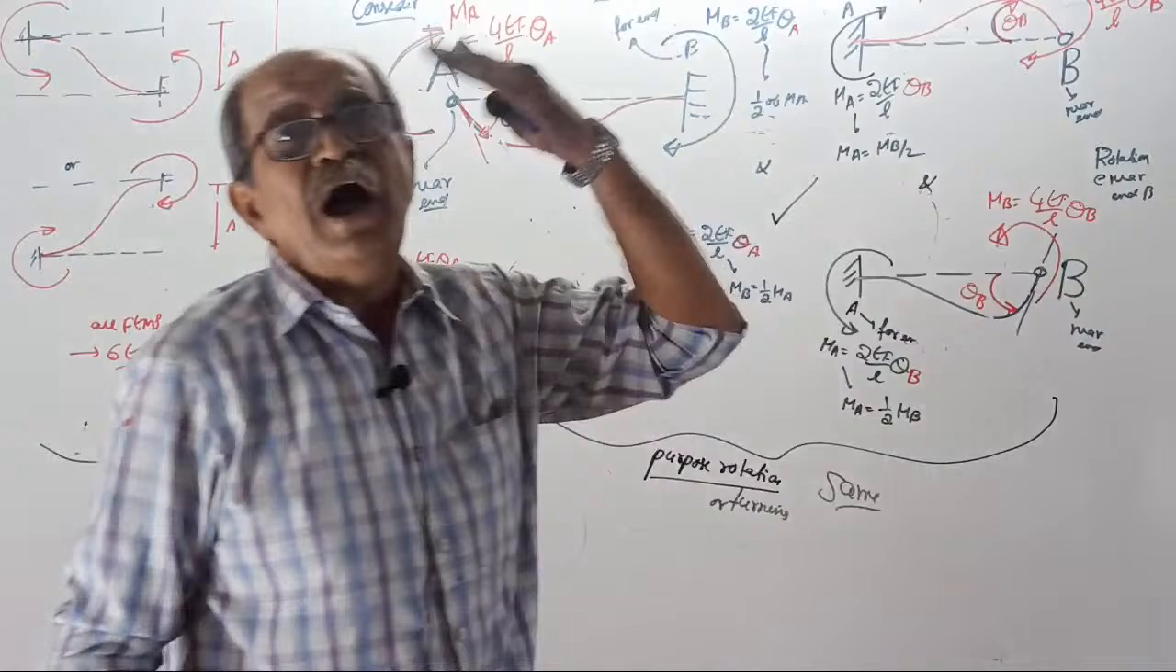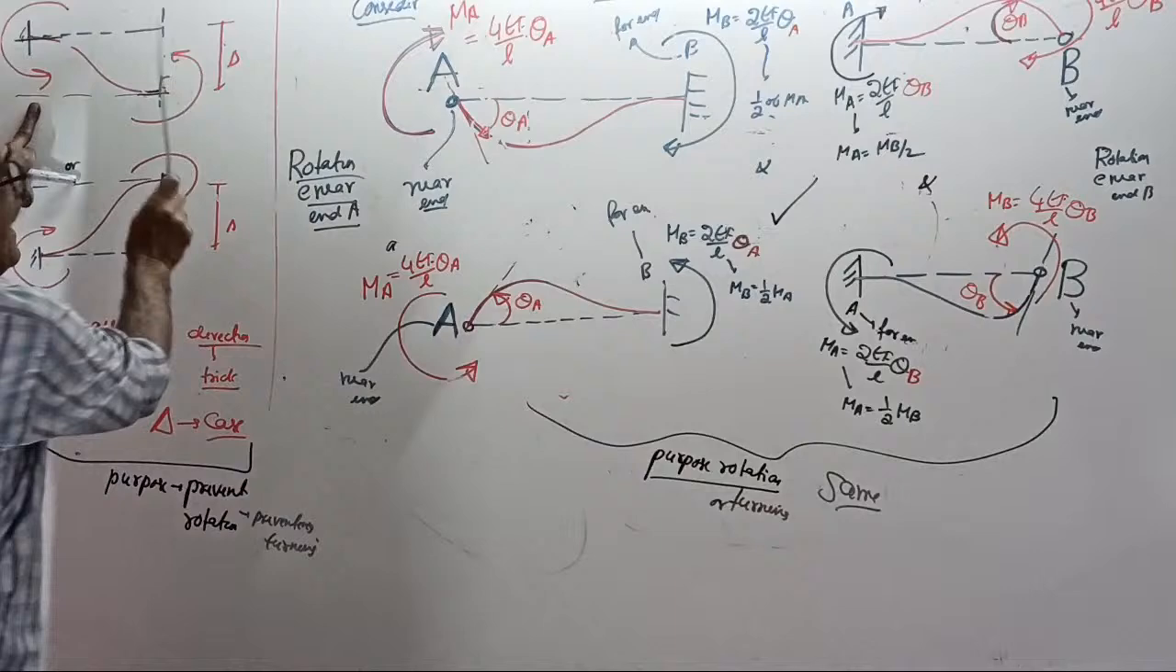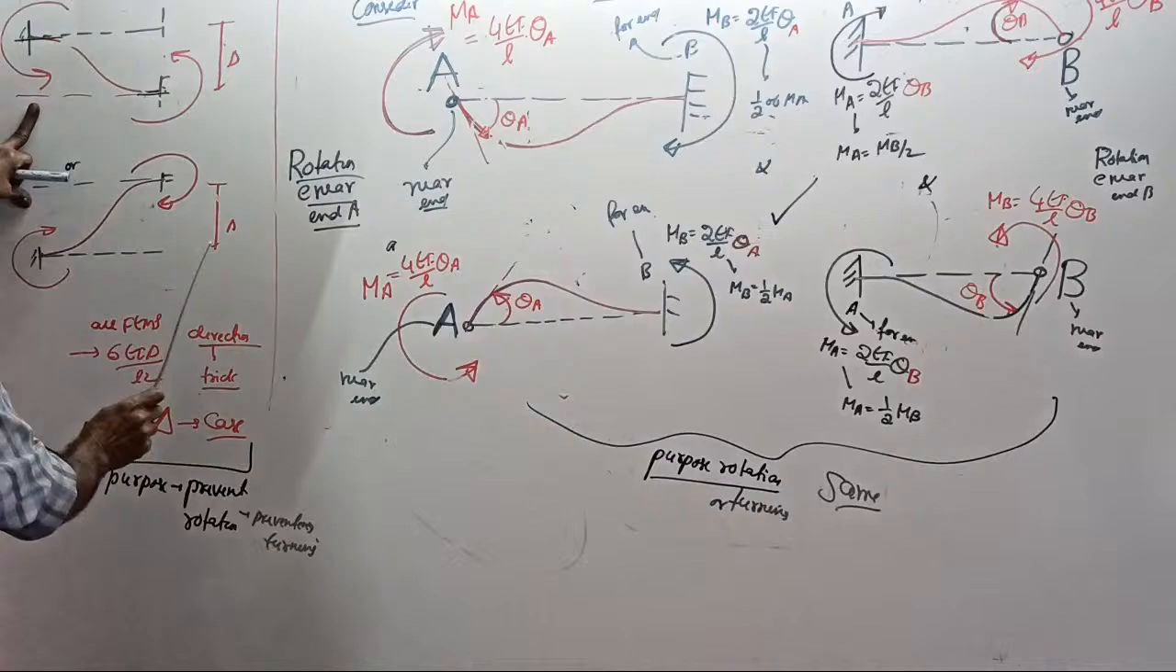Correct? You are going at high speed, and suddenly it goes this way. Oh, what will you do? You will turn the other way. Here, it is the preventing case. Displacement with turning prevented. Here, the purpose is turning.